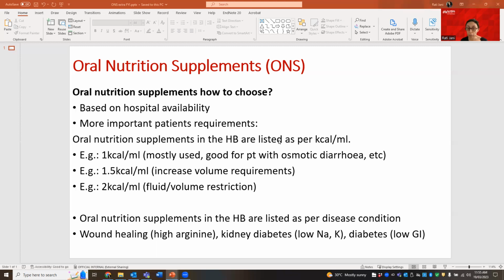And also 1 cal per ml is used when your patient is susceptible to, say, osmotic diarrhea, for instance. So you can't have a very high solute load. All right, when you have a very high solute load, this can lead to diarrhea for the patient. So when I was working in the hospital, when did I use a lot of 1 cal per ml?